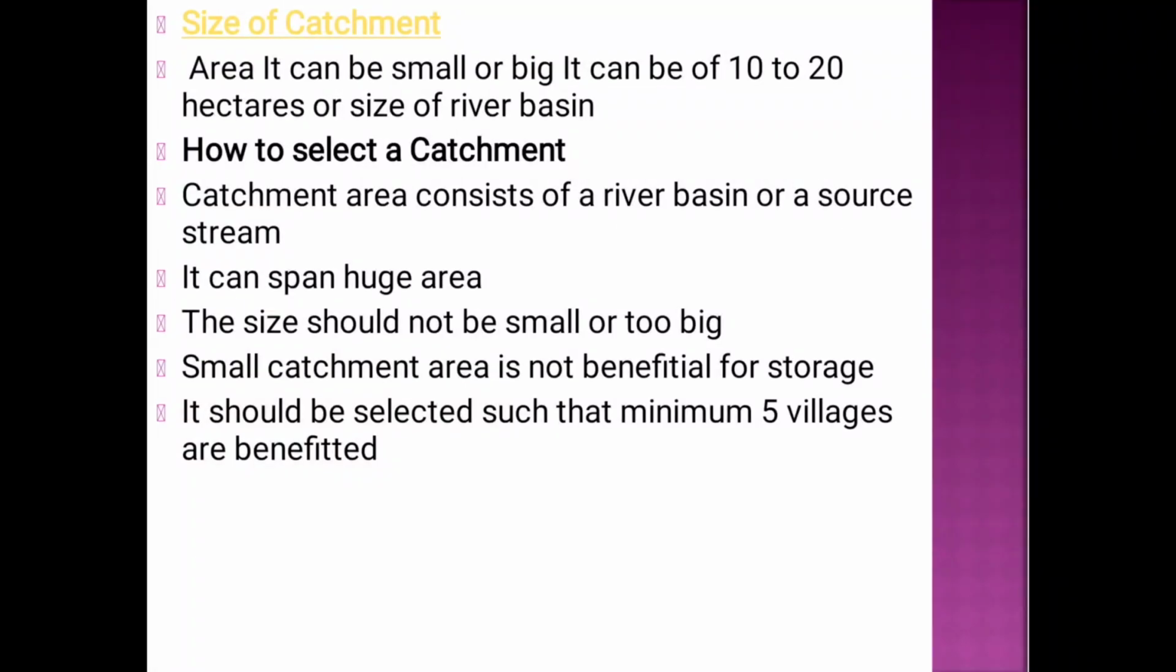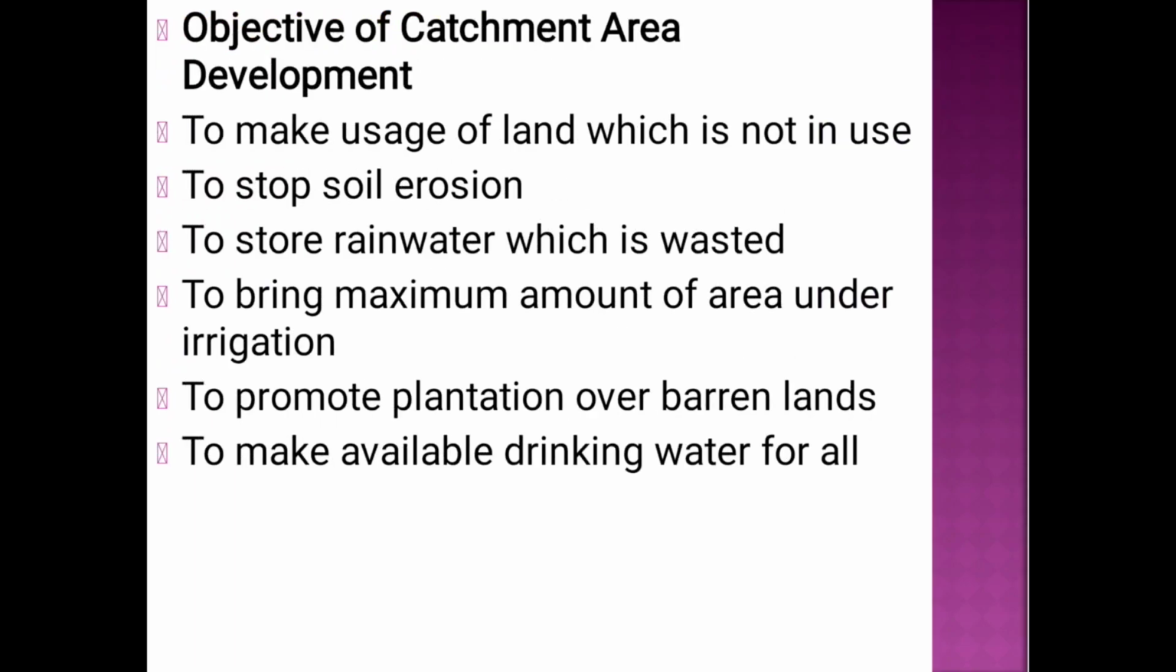Next one, size of the catchment. Area can be small or big. It can be 10 to 20 hectares or the size of a river basin. How will we select a catchment? Our catchment area consists of river basins or their source streams. It can span a huge area. The size should not be too small or too big. A small catchment area is not beneficial for storage. It should be selected such that a minimum of 5 villages are benefited.